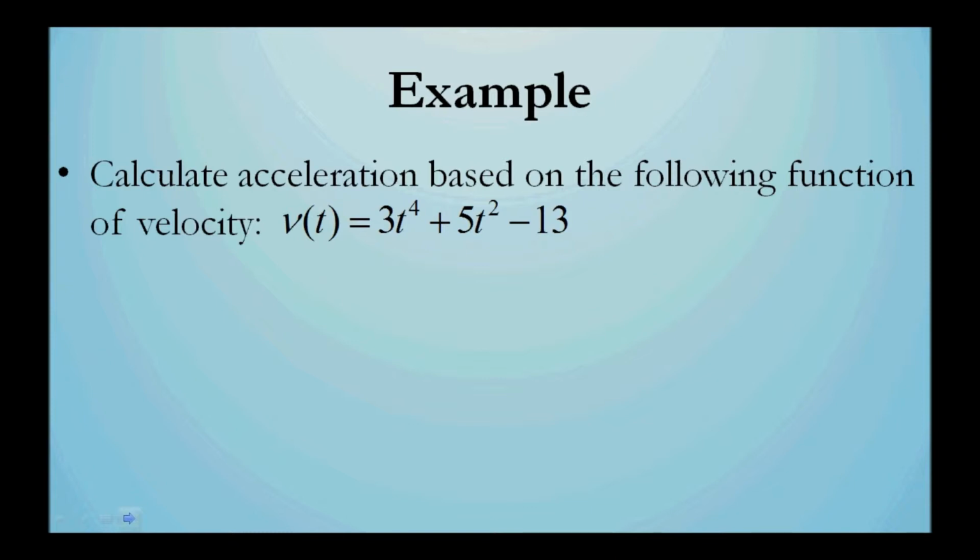Example. Calculate acceleration based on the following function of velocity. v of t is equal to 3t to the fourth plus 5t squared minus 13. So, we want to calculate a of t. We know a of t equals the first derivative, or v prime of t, the first derivative of velocity.